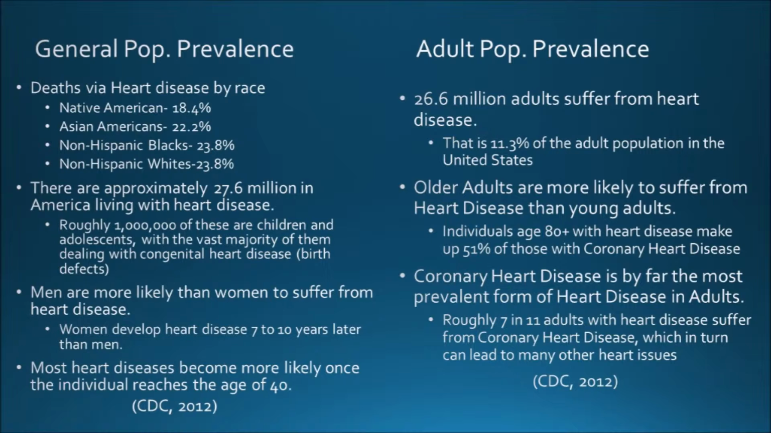Adult population prevalence: 26.6 million adults suffer from heart disease. That's 11.3% of the adult population in the United States. Older adults are more likely to suffer from heart disease than young adults. Individuals age 80 plus with heart disease make up 51% of those with coronary heart disease. Coronary heart disease is by far the most prevalent form of heart disease in adults. Roughly 7 in 11 adults with heart disease suffer from coronary heart disease, which in turn can lead to many other heart issues.